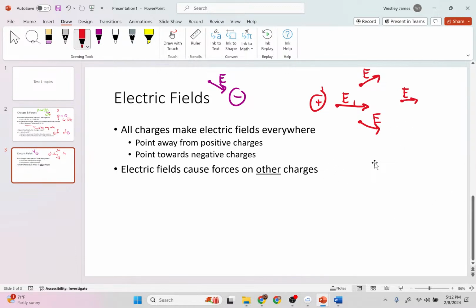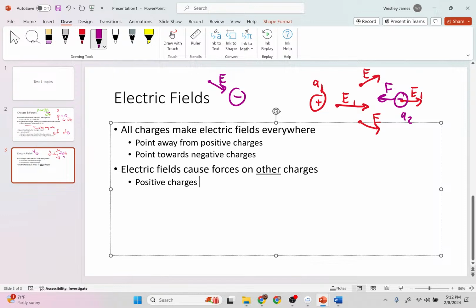They're everywhere. The second I place a charge at one of those places, it will experience a force. So if I call this guy over here charge 1, and I call this guy over here charge 2, charge 1 makes an electric field to the right. Charge 2, the negative charge, will experience a force to the left. So that gets to the next thing.